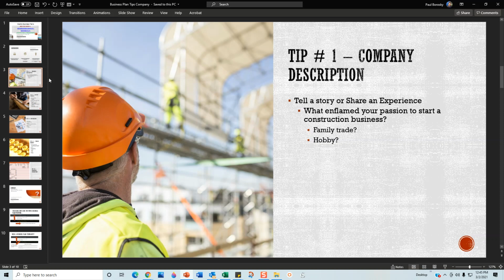It's going to help you not only differentiate as to why you're doing what you're doing, but it's also going to show that it's more than just about the dollars. You're doing it for love. You're doing it for a passion. You're doing it because you've always done it. You're doing it because it's a family trade. Give something more than just dollars and cents, and that's a great opportunity to do it in the company description section.